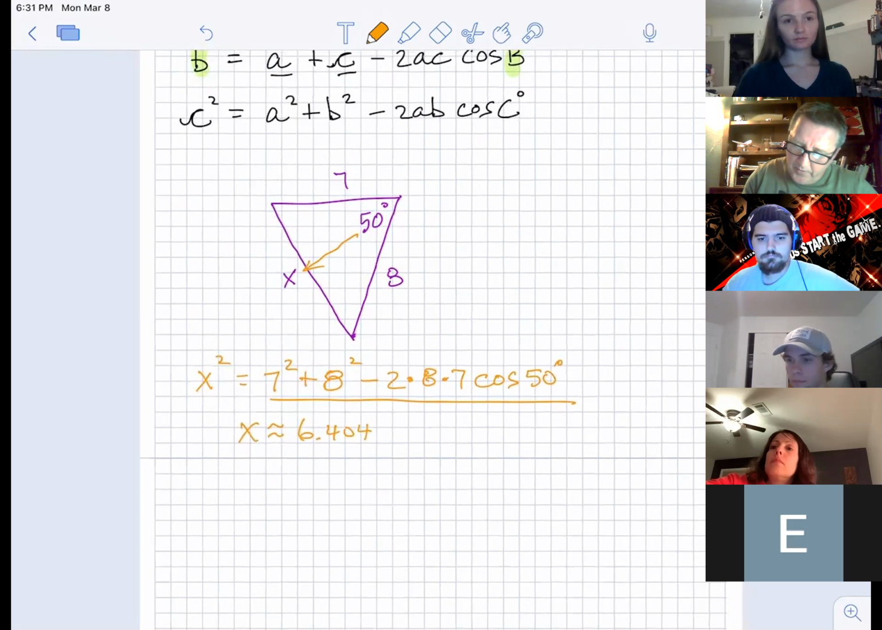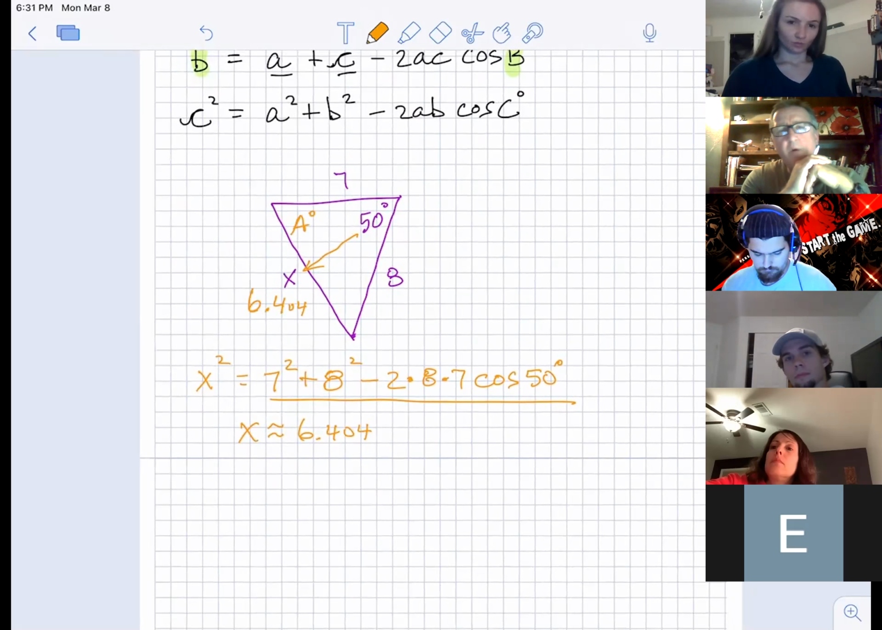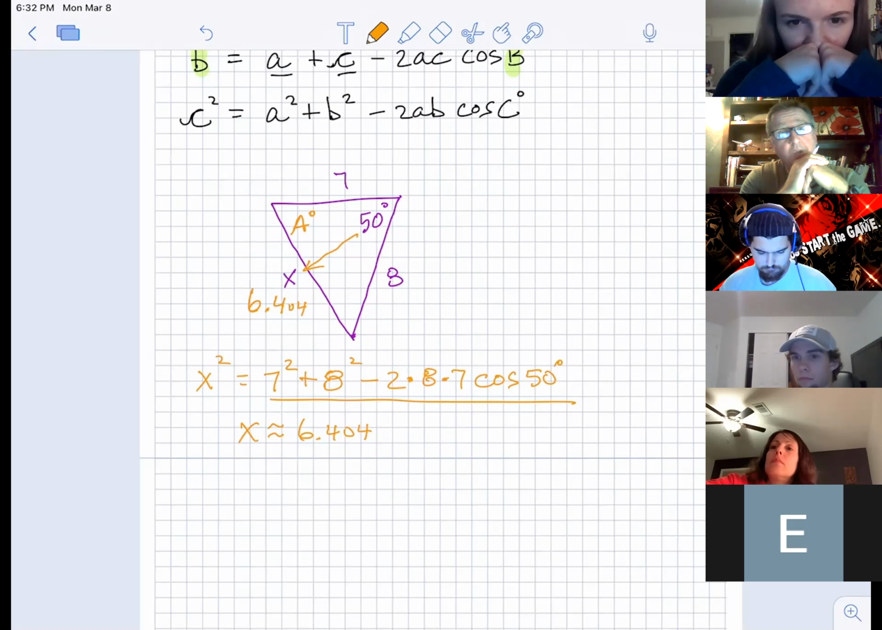Now that we know this side is approximately 6.404, would you say there's any way I could calculate this angle over here if I wanted to know it? I'm going to call that angle A. Do we know enough to do that? Yes. Because now we have the side angle side. Oh, wait, never mind. Maybe we don't. I'm giving you some think time, and I purposely asked the question in such a way as not to make it obvious if the answer is yes or no by my tone of voice.